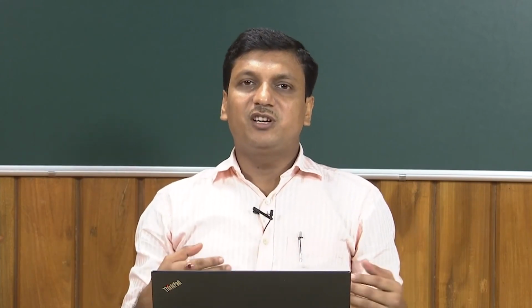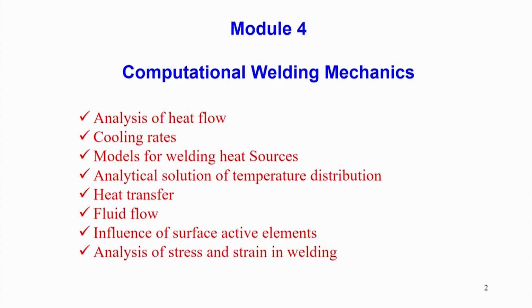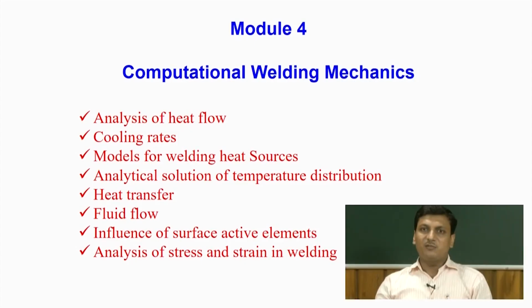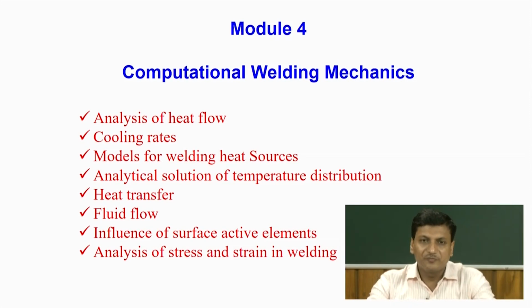Then we will look into the influence of the surface active elements, because this phenomenon is very significant. Theoretically we have already described the importance of surface active elements in the welding process, but mathematically, how we can take care of the effect of the surface active elements in the mathematical modeling of the welding process, we will discuss in this module. And finally, what amount of residual stress will be generated, or what amount of distortion will be generated in the final weld joint.